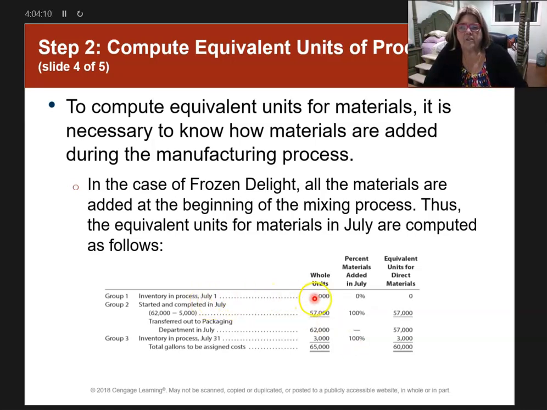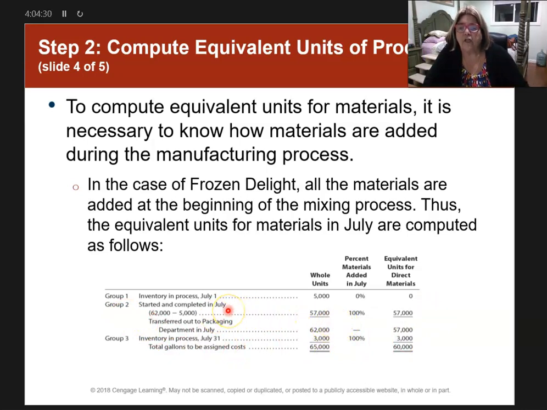So for direct materials, my beginning inventory is 5,000 gallons. 0% is added in July of direct materials because they were already added last month. So as I multiply this across, I'm going to get 0 EUP for direct materials. We'll do the same exact thing for conversion. We already determined group 2 is 57,000.